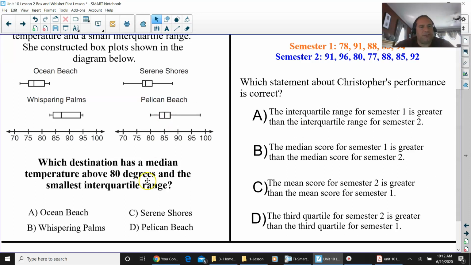All right, so let's talk about a median of above 80. So the median, remember, is that line in the middle, above 80. Whispering Palms, that looks like it. So that's right here. Ocean is out. Above 80, no, this Shores is out, and Pelican Beach is in. Whispering Palms in there, okay. And then the smallest interquartile range, Pelican Beach. D is your answer. That's it. All right, pretty easy. Yes, it is.